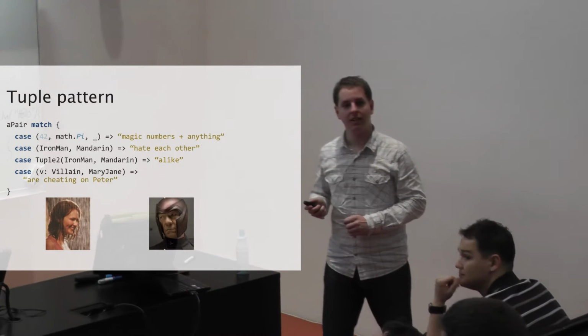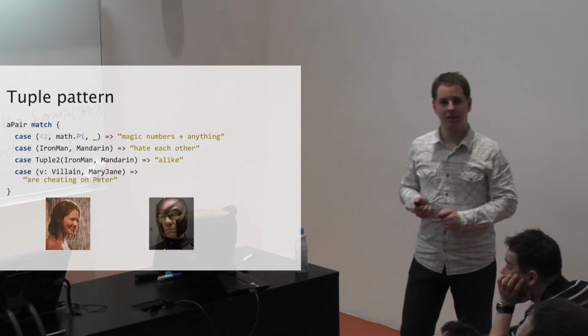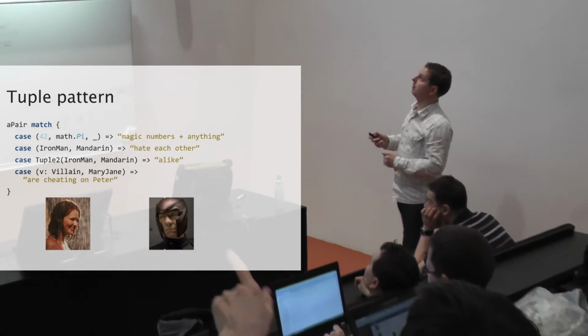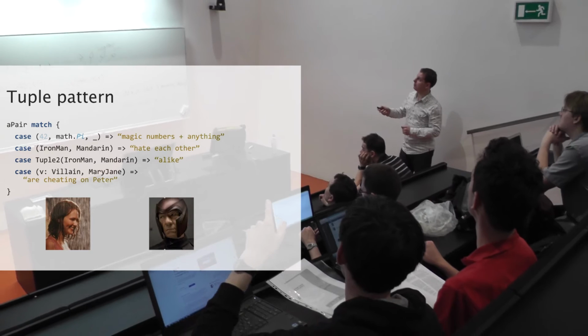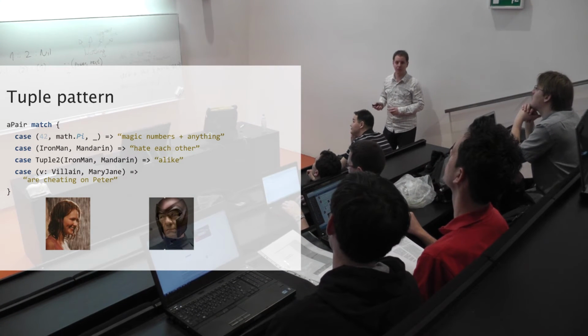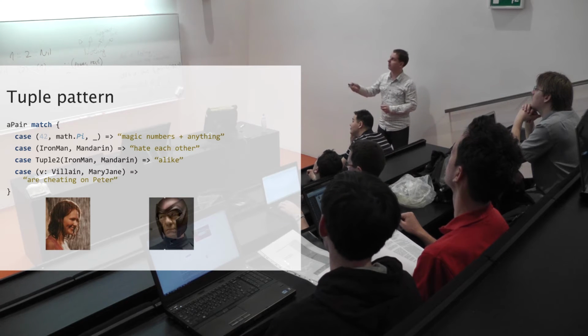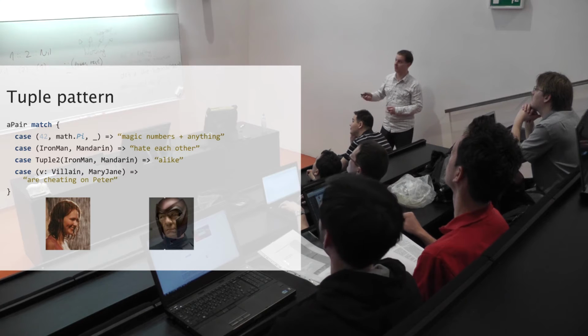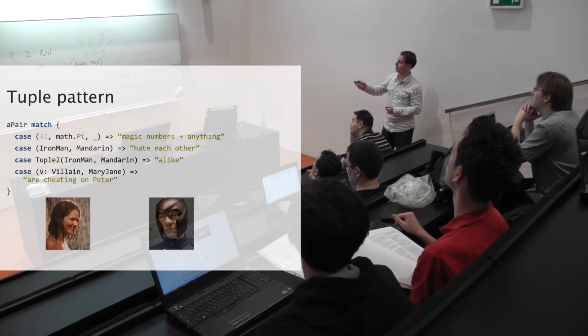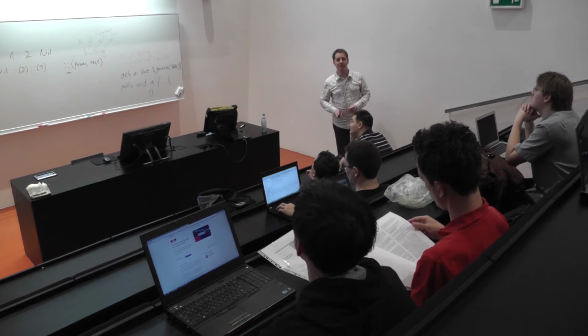And what's the mechanism of the evaluation of this pattern? The last case. When a pair is something, if it is a tuple, then extract its first value, and if it's a villain, put it into the v variable. If it's not, then skip this pattern. If it is, then match the second element of the tuple with Mary Jane. If it is, okay, match. If it's not, match error.